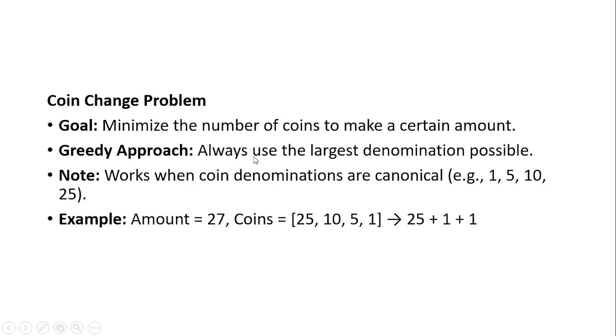Here the idea is I should use the minimum number of coins. And for that, we can always use the largest denomination possible. So let's say 25, 27. So 25 is possible. The remaining amount that I have to make will be 2. 10 will not be possible, 5 will not be possible, and then I go for 1. Using 1 I can make the amount 2. 2 coins of 1 will give me the amount of 2.